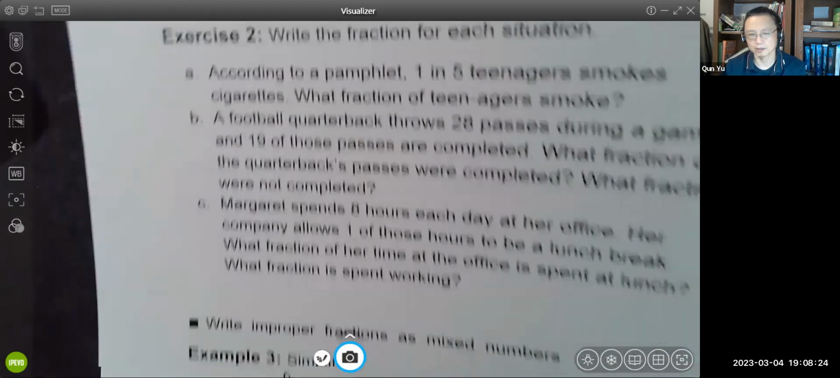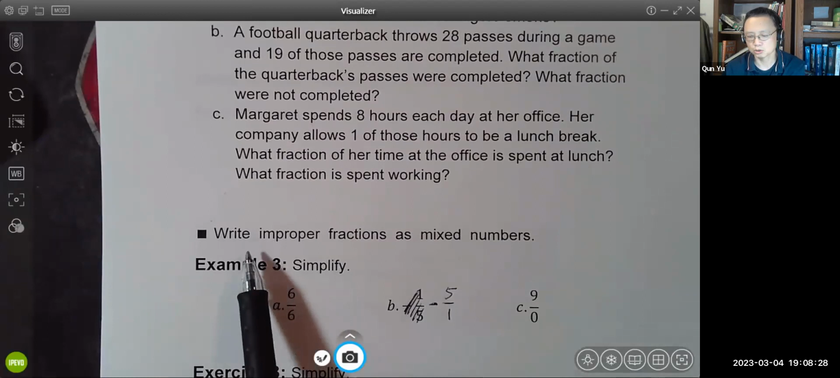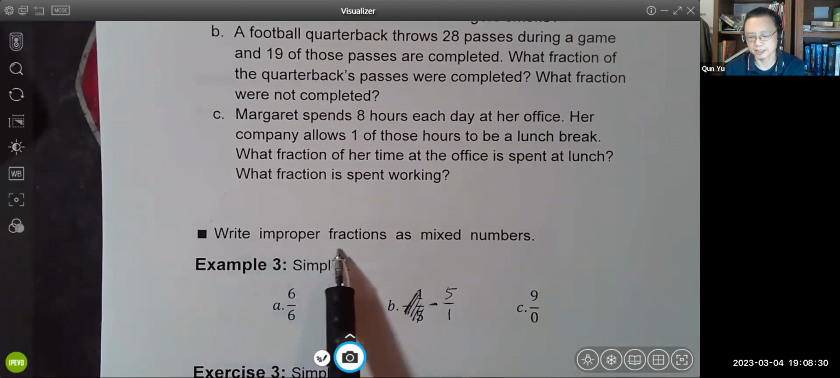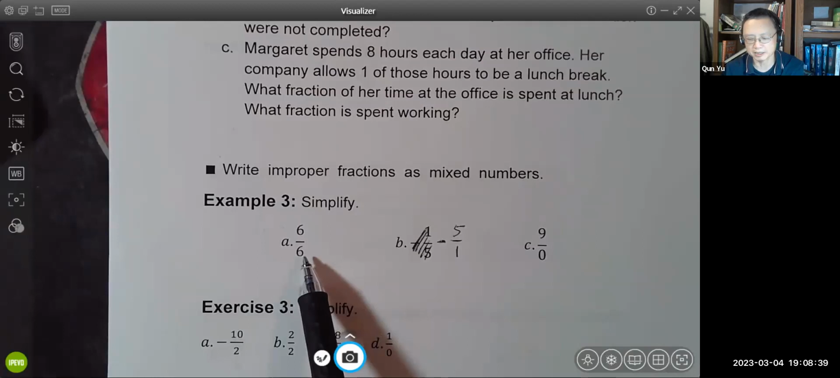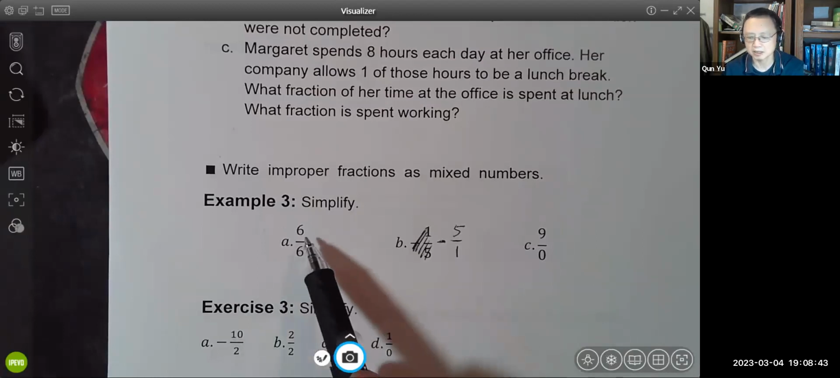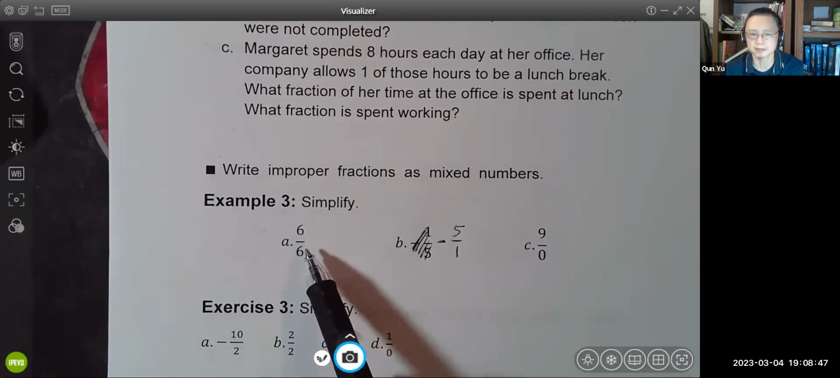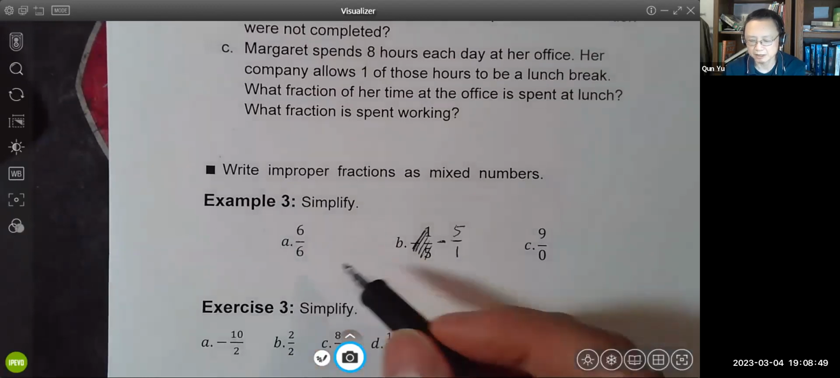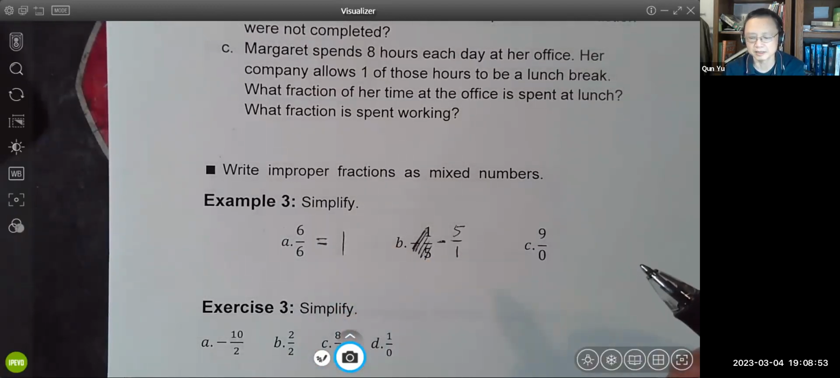And our next learning objective, we are going to learn how to write an improper fraction as a mixed number. So here are some examples of improper fractions. Remember, an improper fraction is a fraction where the number on the top either equals the number on the bottom or is bigger than the number on the bottom. Simplify, we just write it in the simpler form. This is 1. Anything divided by itself is 1.